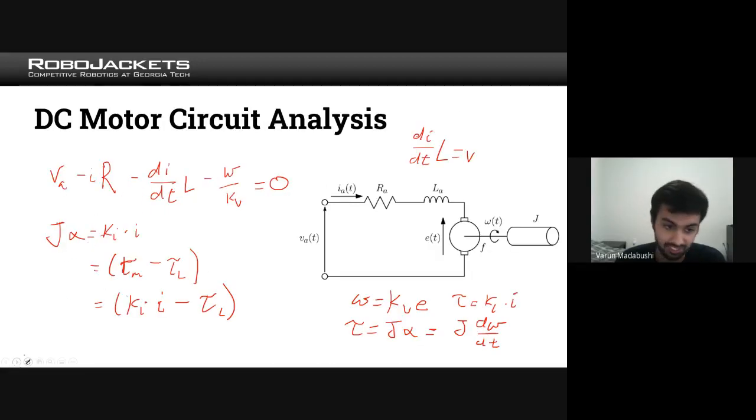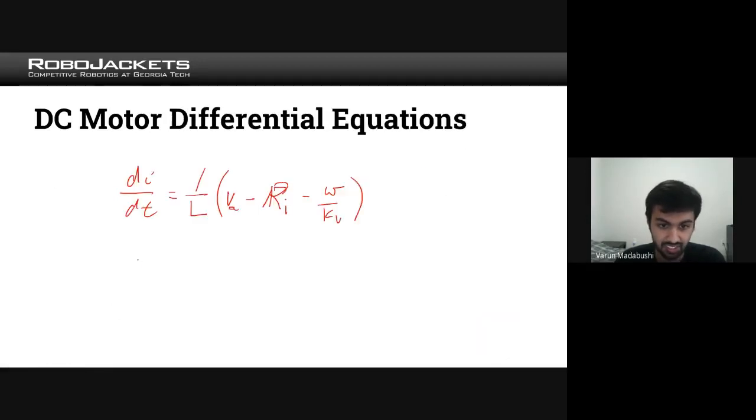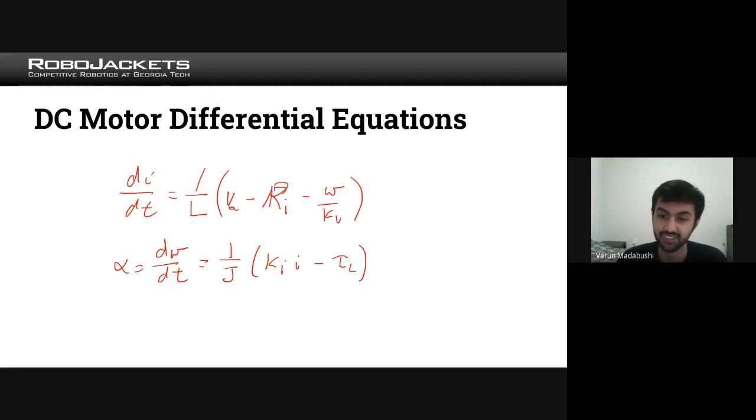And then we can do the same thing with the second equation. Alpha is what we want to solve for. So alpha equals d omega/dt, which equals 1 over J, the moment of inertia, times Ki times I minus tau load. And this is an unknown thing, or I guess it could be known once you've designed your mechanism, but for now, in the general case, we don't really know what tau L could be. But these two are the two differential equations which basically describe the entire process of a DC motor.